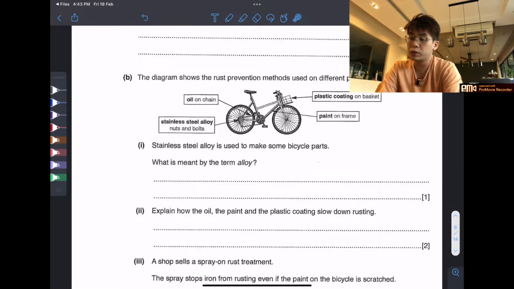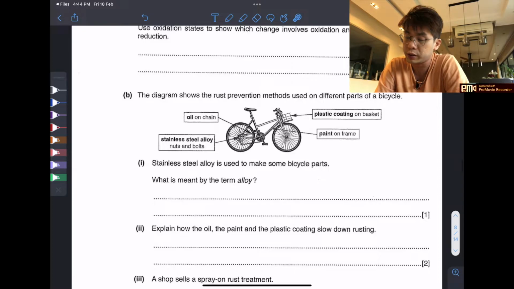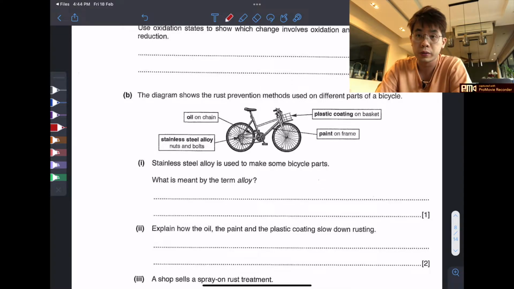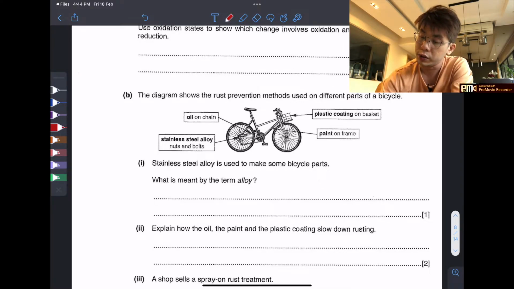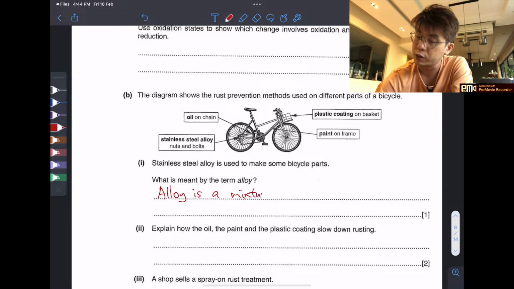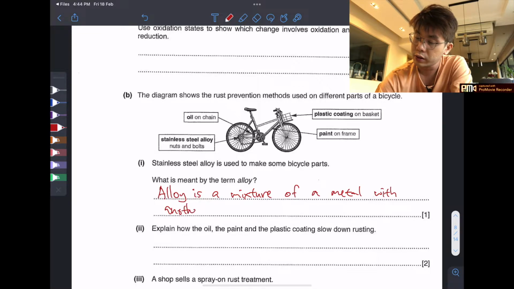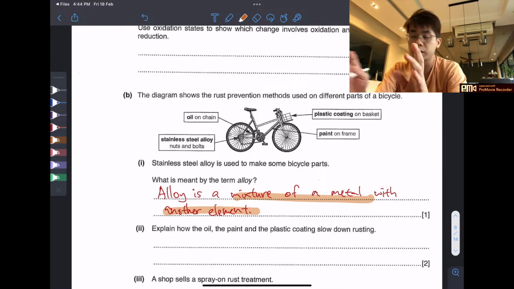The diagram shows the rust prevention methods on different parts of the bicycle. So let's look. There's oil on the chain, there's an alloy, there's paint, and there's plastic coating. So the first question, what is meant by the term alloy? This is a definition question. We just need to say that an alloy is a mixture. Firstly, I need to see the word mixture of a metal with another element. It cannot be another metal.